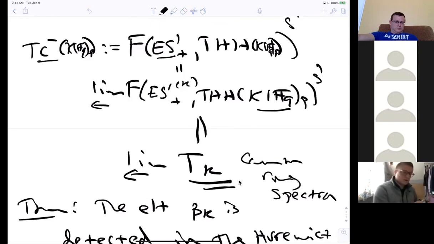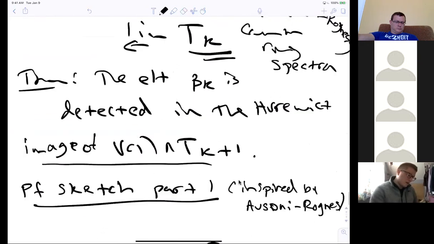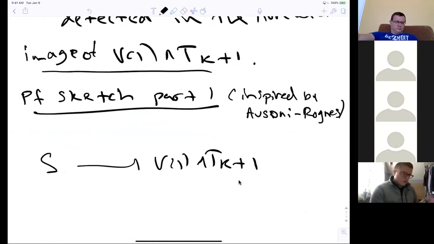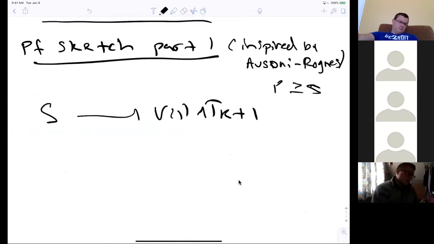And then this is also a commutative ring spectrum. This was observed by Brunner and Rognes. And then V(1), since we're at a prime greater than or equal to 5, is also a ring spectrum. So we can look at this unit map. The point is that this unit map, which is the Hurewicz map, right?